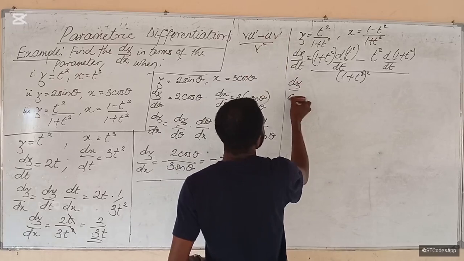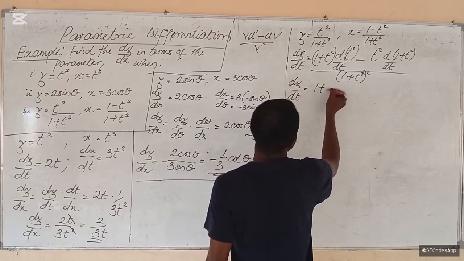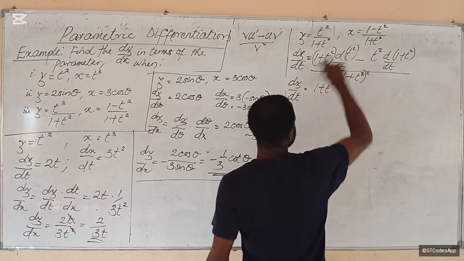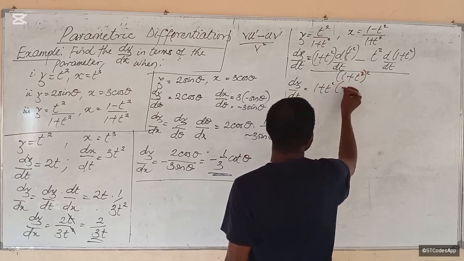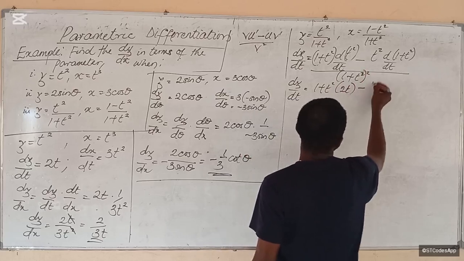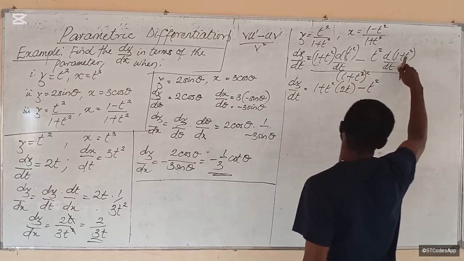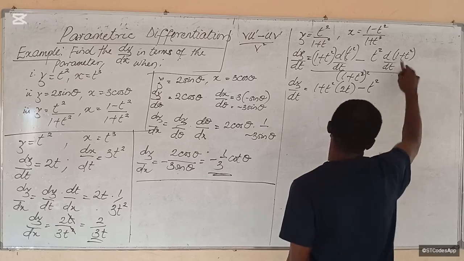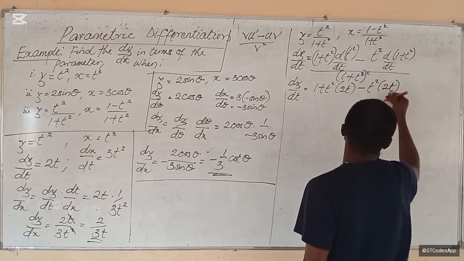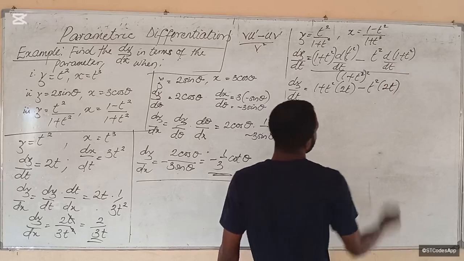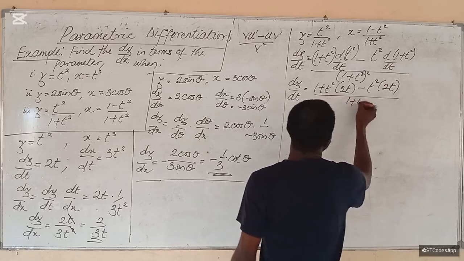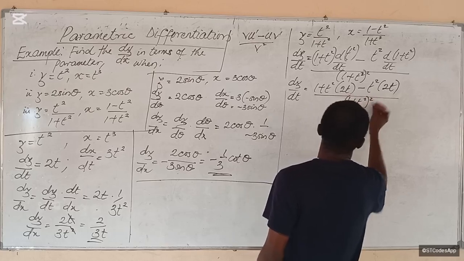So dy/dt is equal to 1 plus t squared times, the derivative of t squared is going to be what? 2t, right? Minus t squared times, when you differentiate this one, you will get 2t as well. So you have over 1 plus t squared all squared.